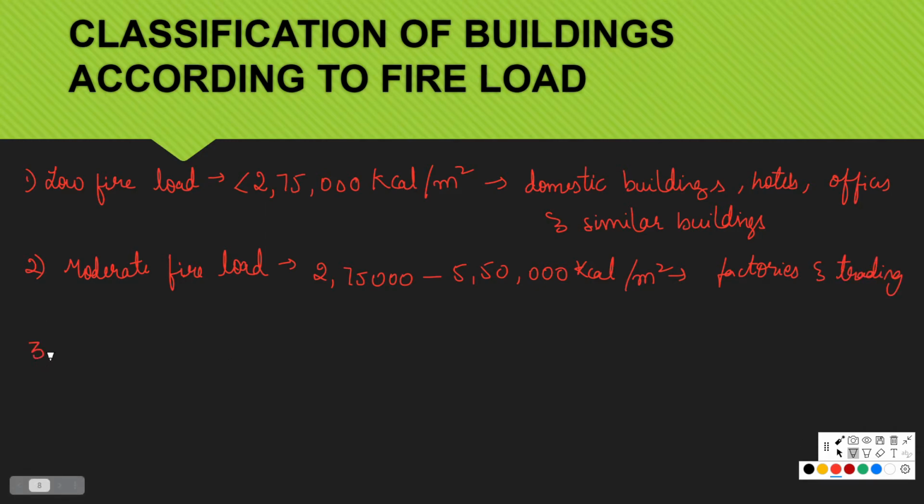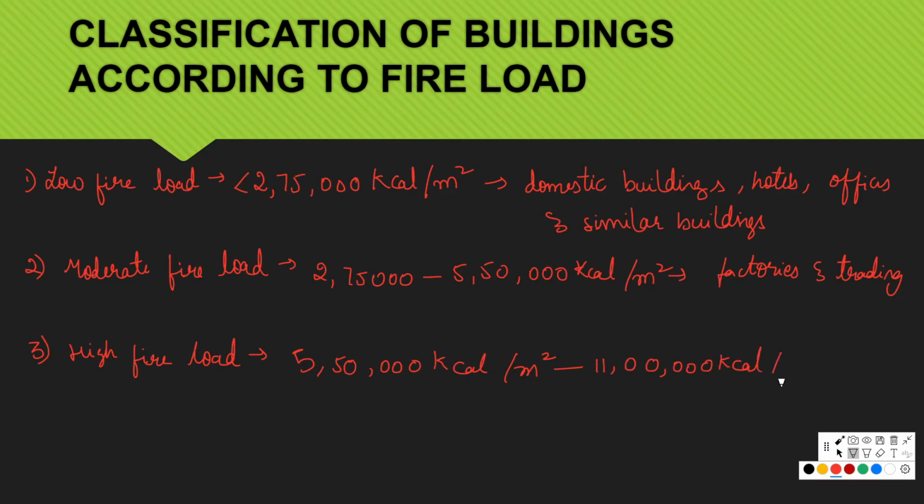And the next is high fire load. A fire load exceeding 5,50,000 kilocalories per meter square, up to 11 lakh kilocalories per meter square, is referred to as high fire load. Usually seen in godowns and so on. So these are the 3 main fire loads and the classification of buildings according to them.